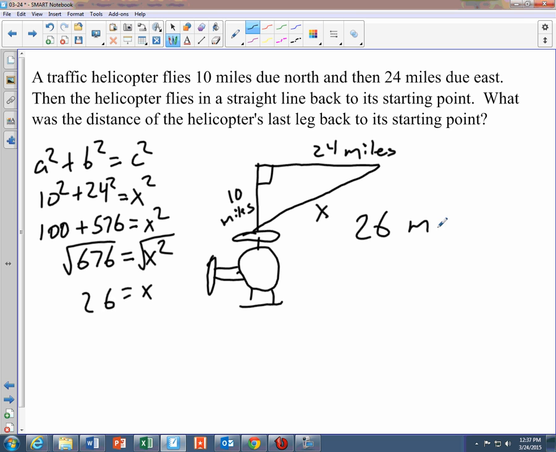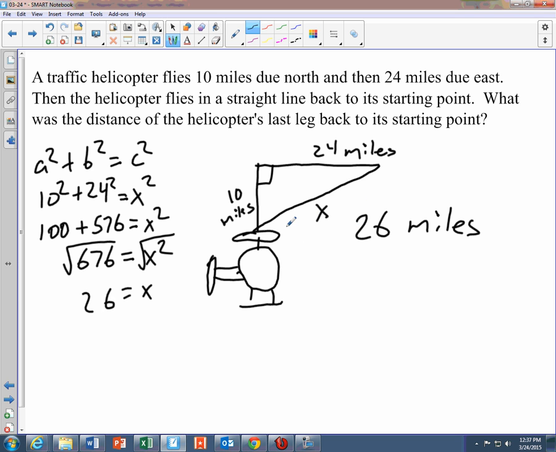26 miles. Now you have to be careful with story problems, as sometimes, even though you find that third side, it asks you different questions. One question it might ask you is, what was the total distance around, or how far did it fly in total? Well, then you would have to go 10 plus 24 plus 26. Another question it might ask, which I've seen a lot, is how much shorter was the straight trip home than the first two legs. So you would have to compare the 34 between these two legs to the 26 and find out the shortcut was 8 miles.